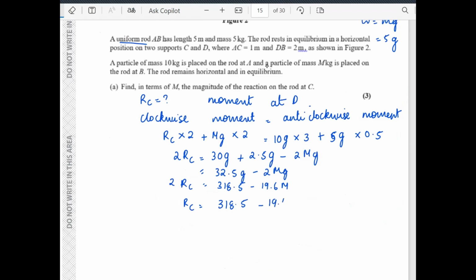318.5 minus 19.6 m, the whole thing divided by 2. So 318.5 divided by 2 will give you 159.25 minus 19.6 divided by 2. 19.6 divided by 2 will give you 9.8 minus 9.8 m. This will be the first part. We got the value for RC.